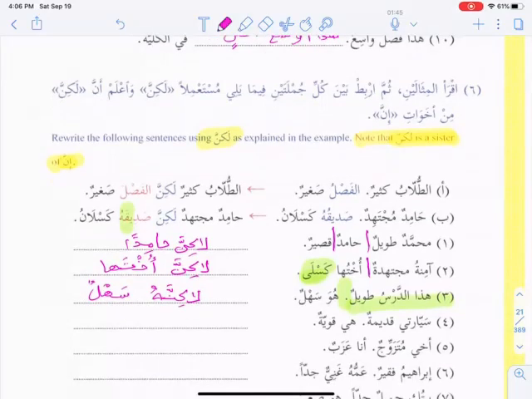Sayarati kadimatun. My car is old. Then I will say lakinnaha kaviyatun. But it is very strong. Akhi mutazawwijun. My brother is married. Then what will you say? Lakinnani.